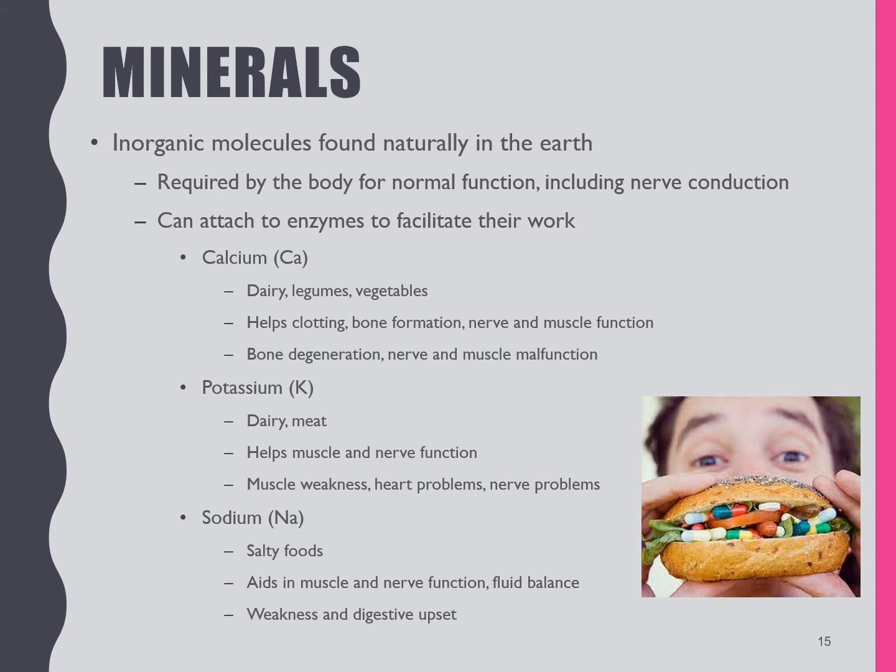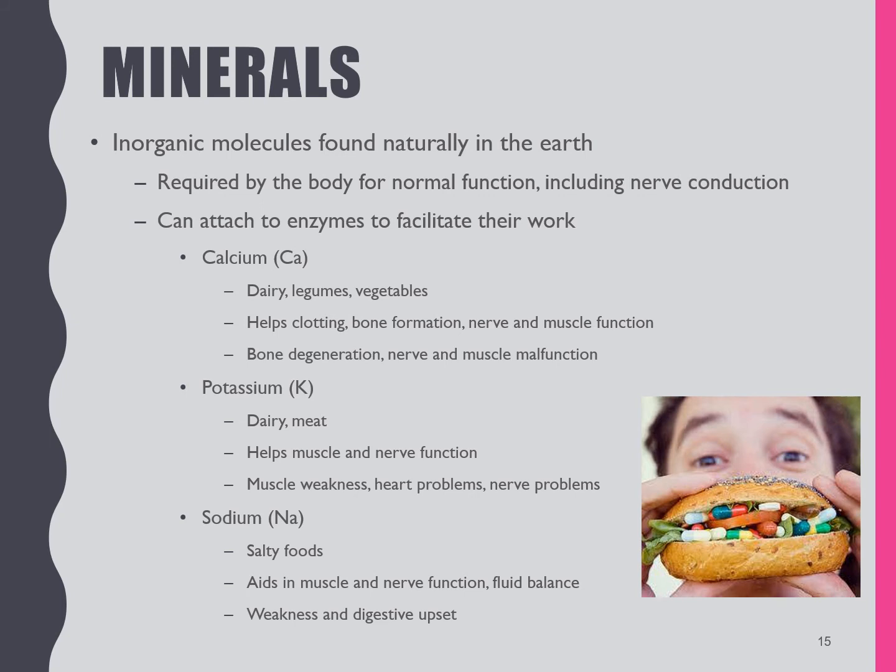So where can we get calcium? We can get that from dairy and some different beans and vegetables. Again, it helps with clotting, formation of bone, nerve, and muscle function. If we don't have it, right, our bones aren't going to be strong and healthy, and our nerves and muscles aren't going to function correctly. Potassium, we can get that from dairy and meats. Again, it really helps with our muscle health and our nerve function. And if we don't have it, our heart could cease to beat altogether, right?